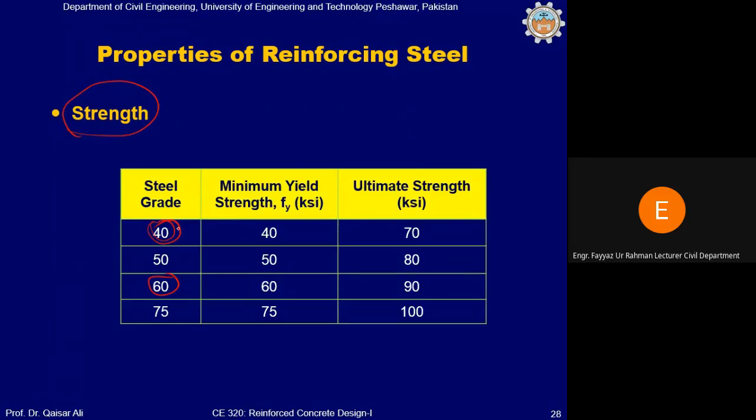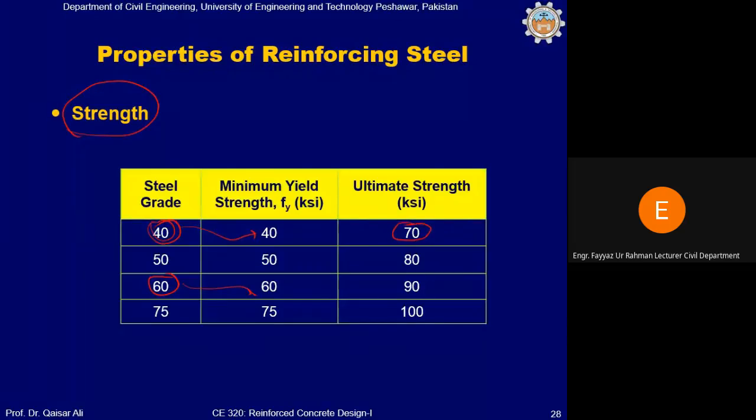So obviously grade 40 means the minimum yield strength will be 40, and grade 60 means the minimum yield strength will be 60. Remember, these are the specified yield strengths of steel reinforcing bars. The actual strength may be different from these values, and you can calculate the actual strength from the test. You might have conducted the UTM test on the steel reinforcing bars in your engineering mechanics lab course. From that you can calculate the actual yield strength and the actual ultimate strength.